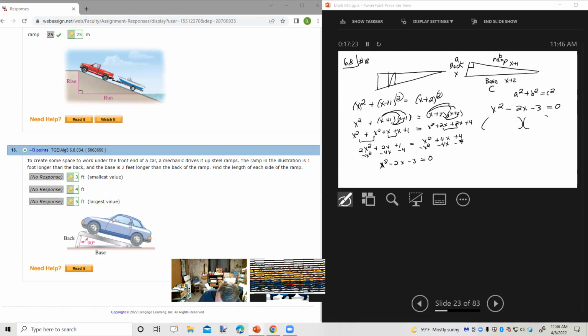Factoring this thing, the product is -3 and the sum is -2. So how about -3 and 1? Okay. So now it's factored. Take each factor that contains a variable, set it equal to 0, and solve it. X minus 3 equals 0. Add 3 to both sides. X equals 3. X plus 1 equals 0. Subtract 1 from both sides. X equals -1. I'm going to pause there for you to get caught up if you need to.